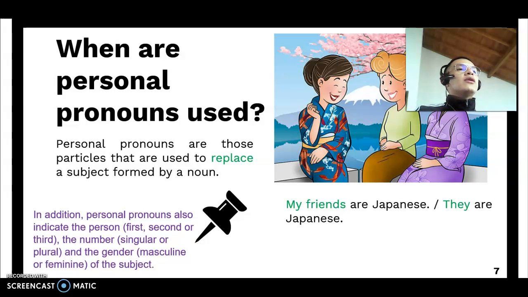Now we can use it to replace the subject. In this case, my friends are Japanese. I don't need to say my friends again. I can replace it with they. They are Japanese. Ellos son japoneses. We have to take into account that some of the pronouns indicate singular and others indicate plural. In this case, they is used when we talk about plural.